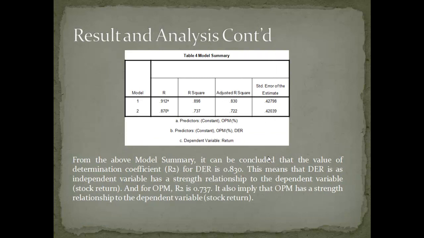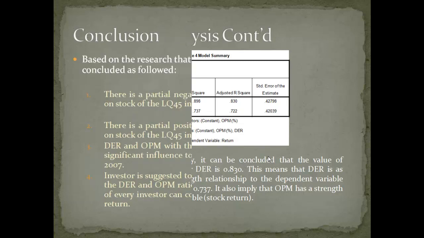The last result analysis is the table for the model summary. From the above model summary, it can be concluded that the value of the determination coefficient, or R square, for DER is 0.830. This means that DER as an independent variable has a strong relationship to the dependent variable, stock return. And for OPM, R square is 0.737. It also implies that OPM has a strong relationship to the dependent variable, stock return.